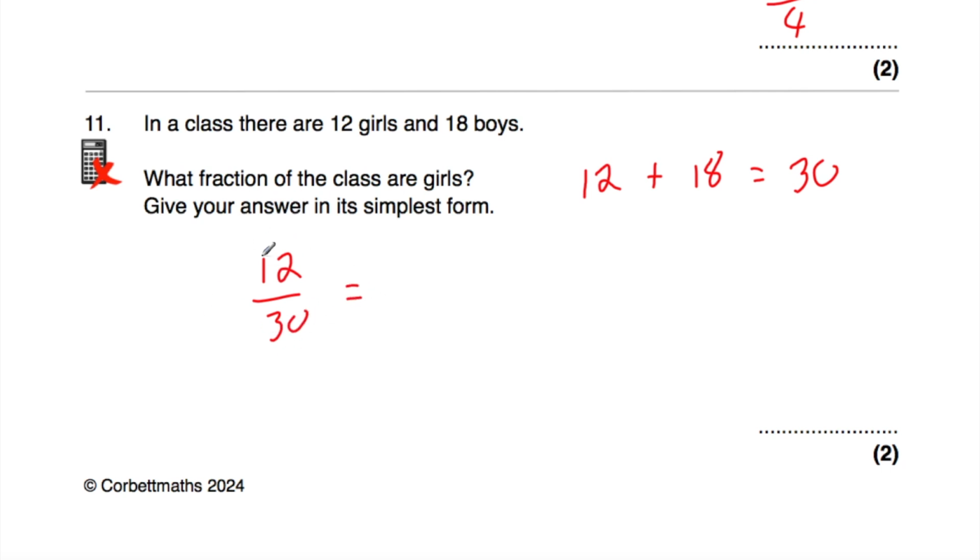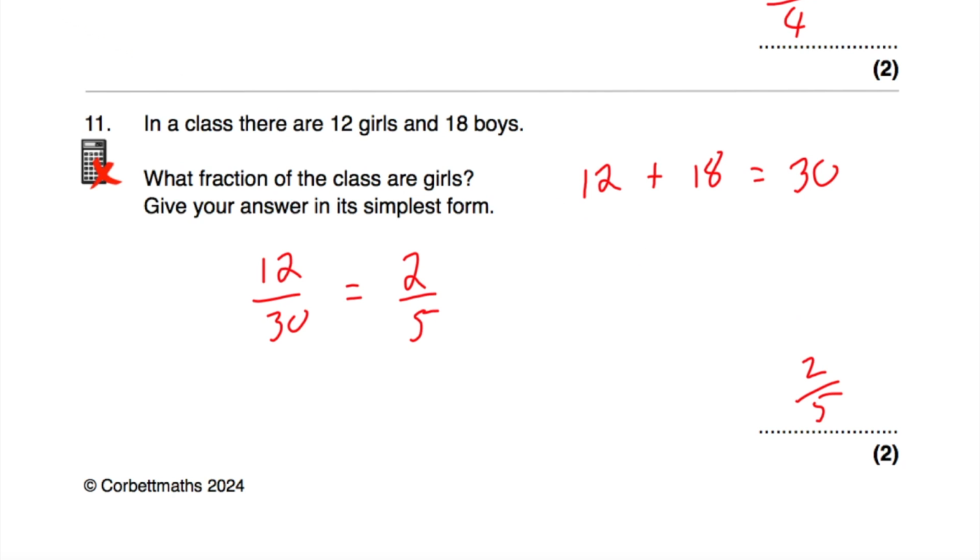And this can be cancelled down because it says to give our answer in its simplest form, so let's try to cancel it down. 12 and 30, they're both divisible by 2, they're both divisible by 3, and actually they're both divisible by 6. So let's divide them both by 6. 12 divided by 6 is 2, and 30 divided by 6 is 5. So the answer is 2/5. So what fraction of the class are girls? The answer is 2/5, and that's it.